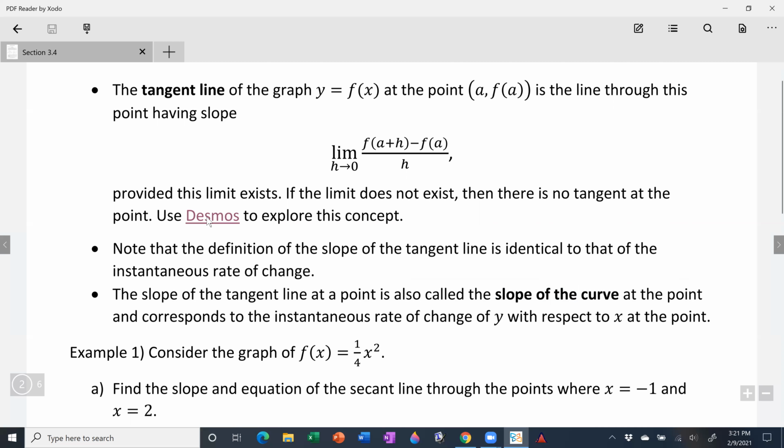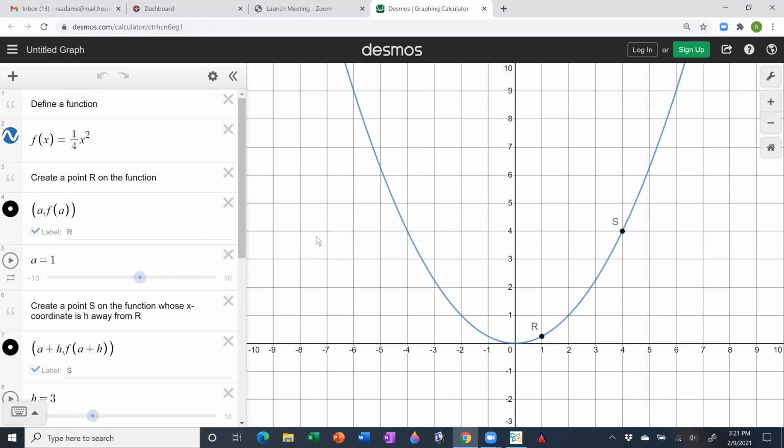So very important as a visual aid, I want to click on this link here. And we'll go to Desmos real quick. And so let's play around with this. And I really want to emphasize the difference between a secant line and a tangent line, and how the slope of the tangent line is that instantaneous rate of change at a single point. Okay, so here we go.